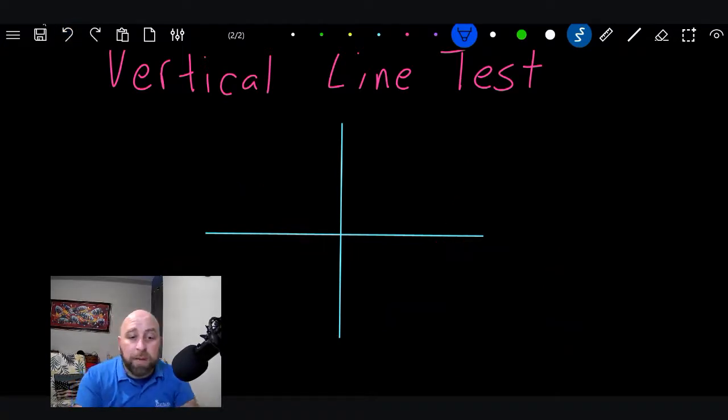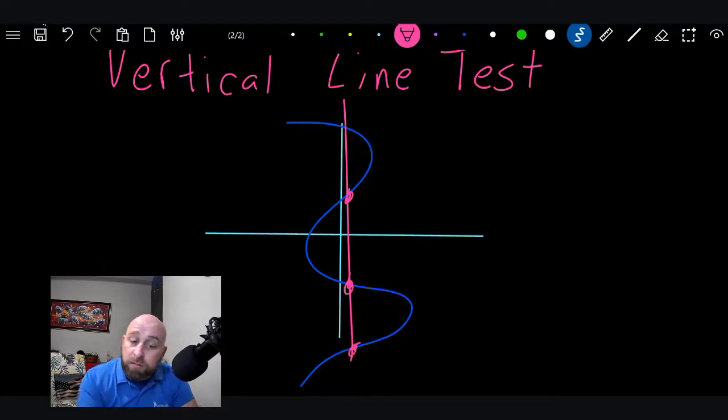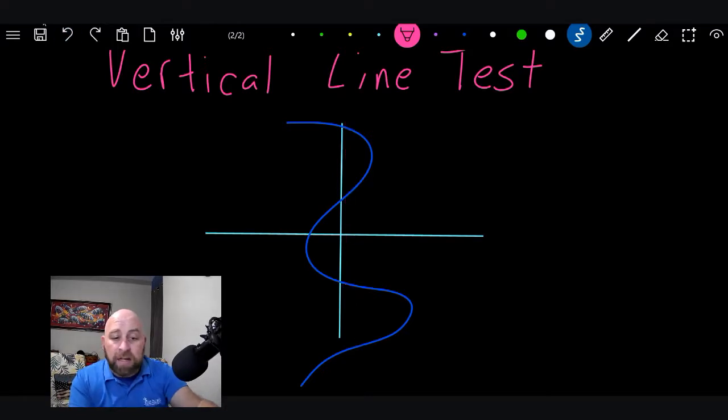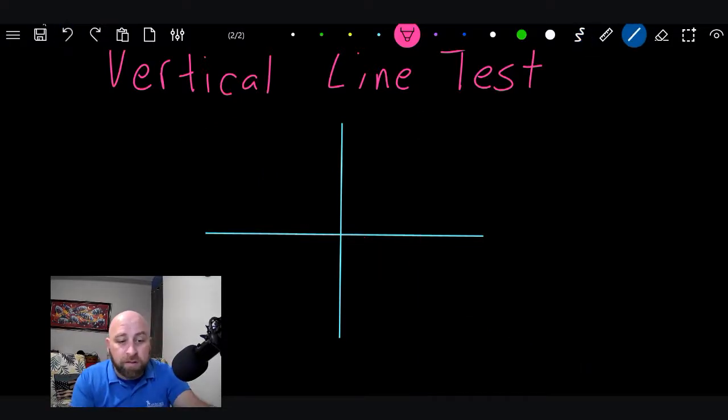Now, what happens if my wave is going like this? Well, once I put my vertical line on there, it touches it multiple times. This one touches 3 times, 4 times. Definitely not a function. And that goes with any type of a line, okay? If that's what your graph looks like, you put your vertical line. Yes, it only touches it once.